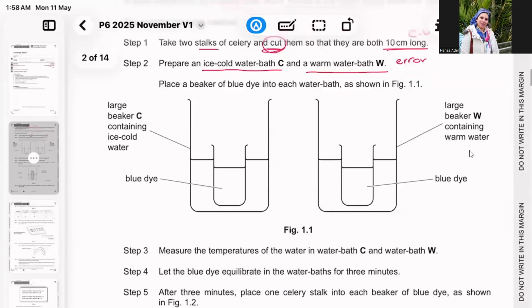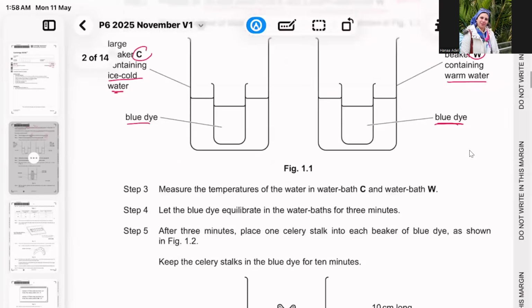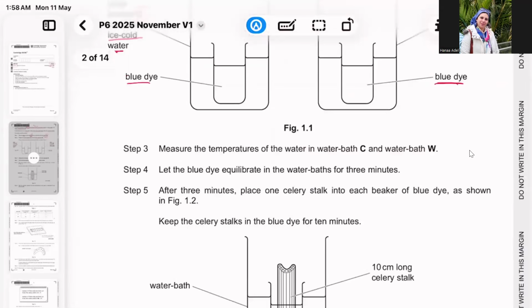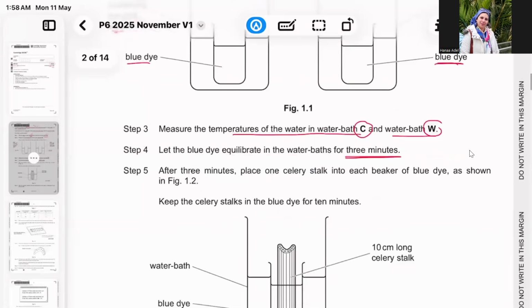So in front of us are 2 large beakers, one of them C and the other W, both containing water. One is ice cold water and the second is warm water, and both contain blue dye. Measure the temperature of the water in water bath C and water bath W. Step 4: let the blue dye equilibrate in the water bath for 3 minutes.